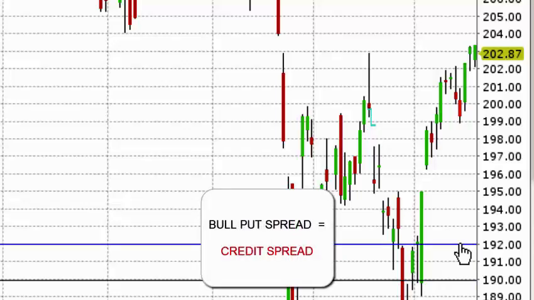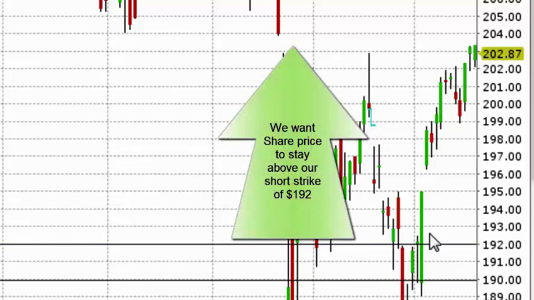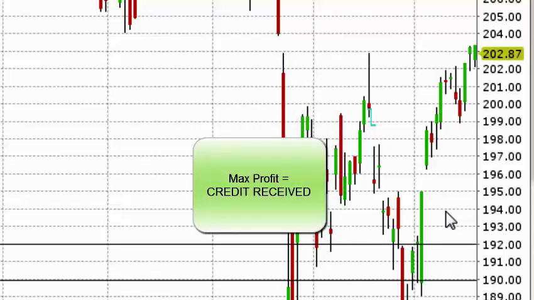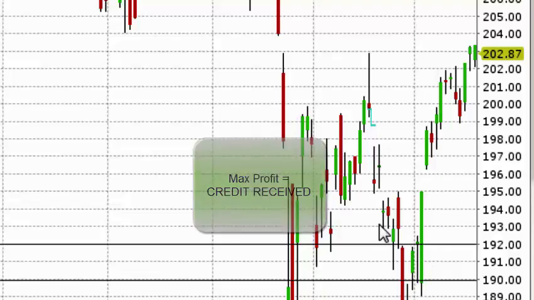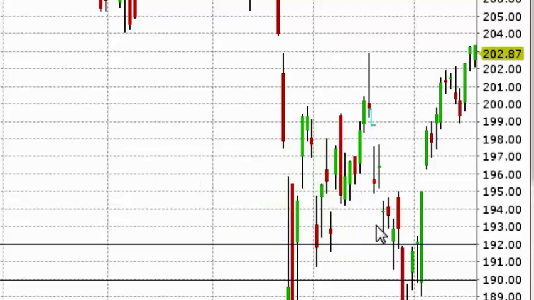That's why it's called a credit spread. So we get paid up front for placing this trade. So as long as the share price trades above 192, we're going to make a full profit on this trade. Now, what is our profit? Well, our profit is limited to the amount of income or premium we've received when we place the trade. And our risk is also limited, and it's limited to the difference between the strikes. So in this case it was $2 minus whatever premium we take in.